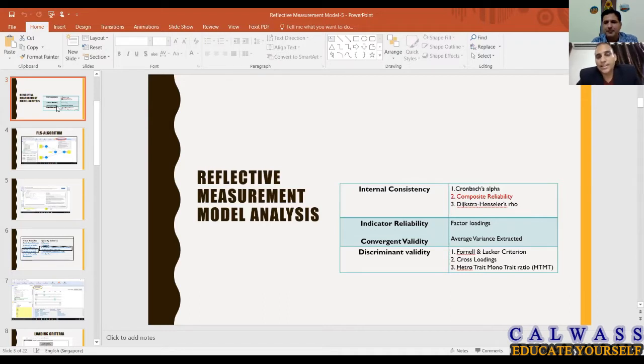Internal consistency matters because when we measure a variable in a reflective way, the items are very close to each other. I have shown you the variable timeliness, and we have seen the items x1, x2, x3. These three items are very close to each other, so the response should be consistent, right?